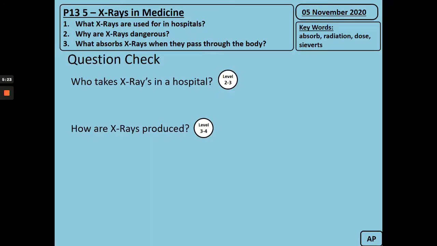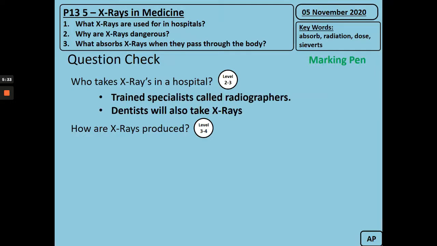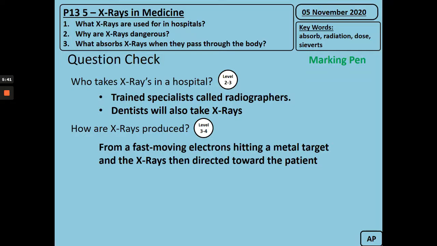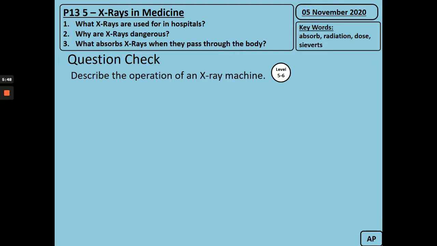Okay, quick question check here, so you can pause the video and answer those two questions. Who takes X-rays in hospitals? It is trained specialists called radiographers, and you can have dentists as well. How are X-rays produced? From fast-moving electrons hitting a metal target, and the X-rays are then directed towards the patient. Have a go at this next question. Pause the video now.